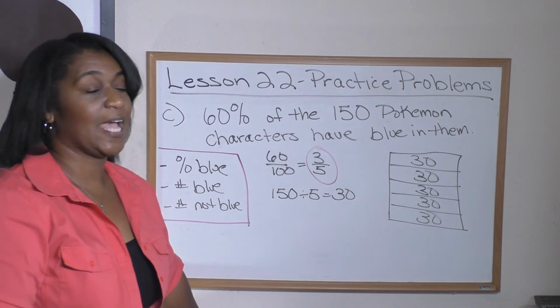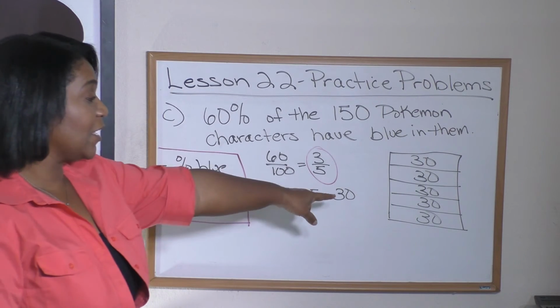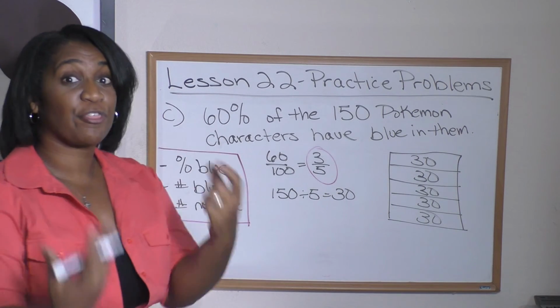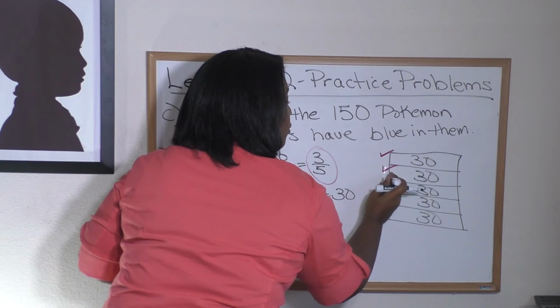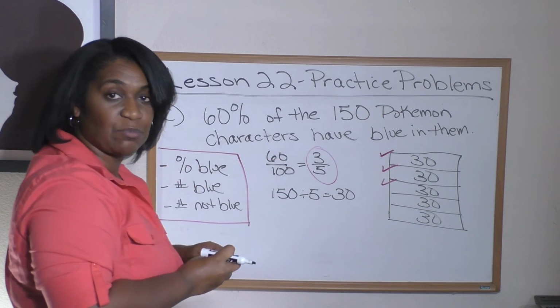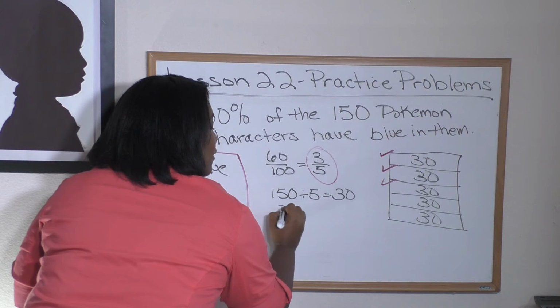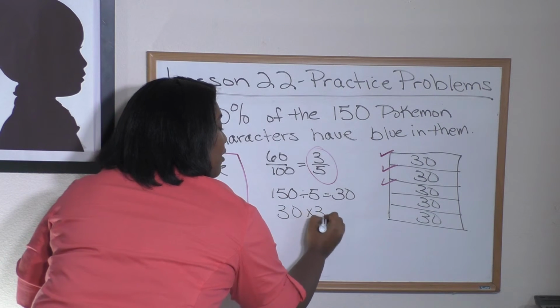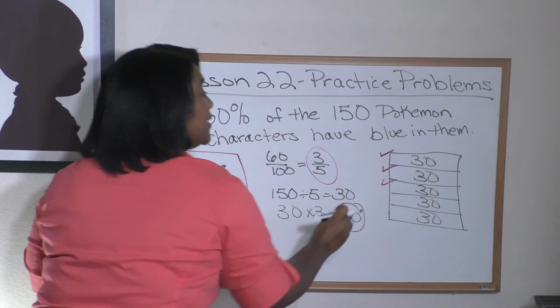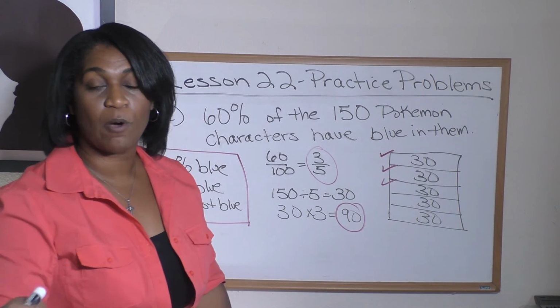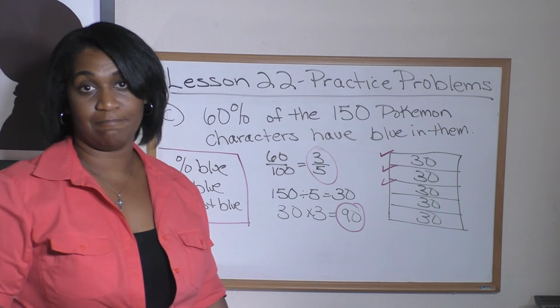That's that next step. Now, we divided it into 5 groups. We need to find 3 of our groups. So here we go. 1, 2, 3, which is the same thing as saying 30 times 3 equals 90. That means that 90 of the 150 Pokemon characters have blue in them.